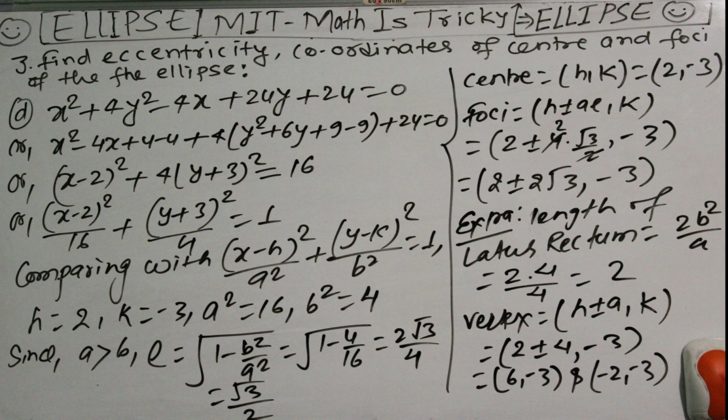Since a is greater than b, eccentricity is given by square root of 1 minus b square by a square, that gives eccentricity as root 3 by 2. Center is h comma k, so this is 2 comma minus 3. Foci will be h plus minus a e comma k, that gives here 2 plus minus 2 root 3 comma minus 3 as foci, and length of latus rectum will be given by 2b square by a, that is 2. Vertices will be given by h plus minus a comma k, that is 6 comma minus 3 and minus 2 comma minus 3 will be the vertices.